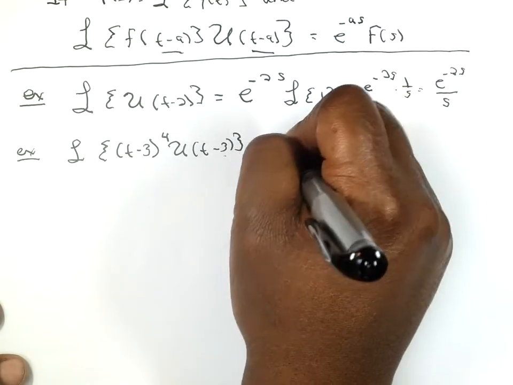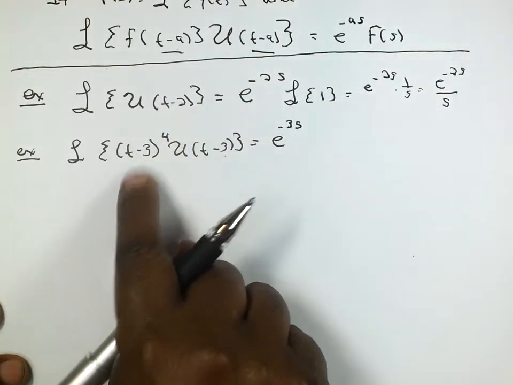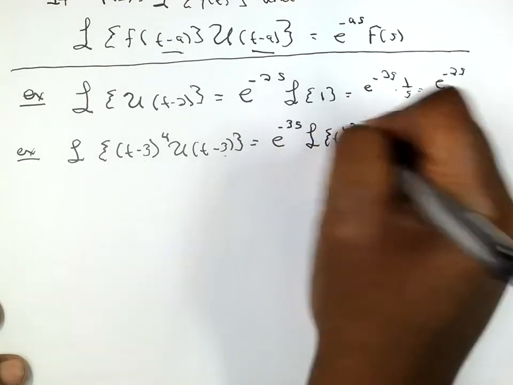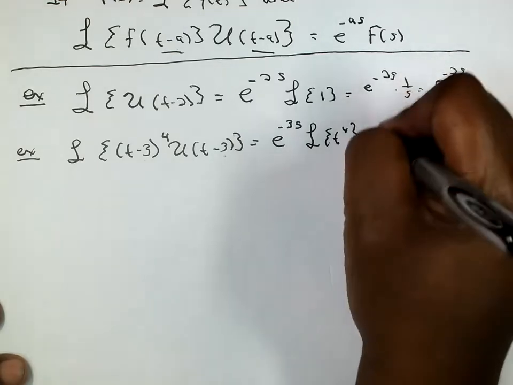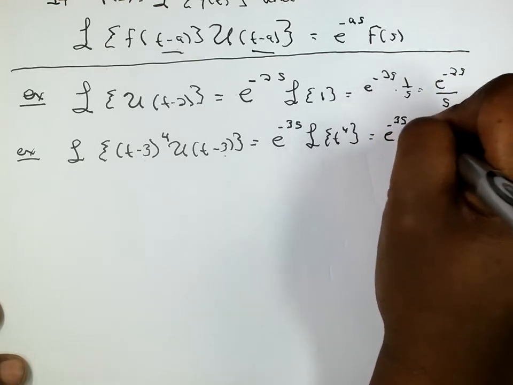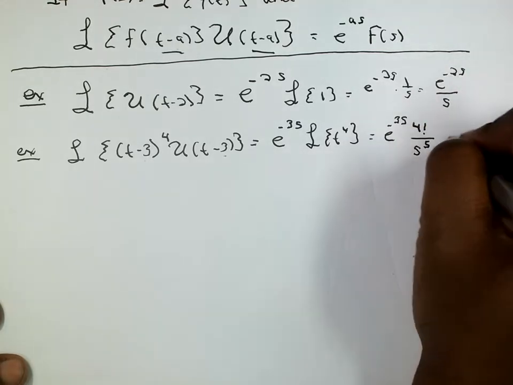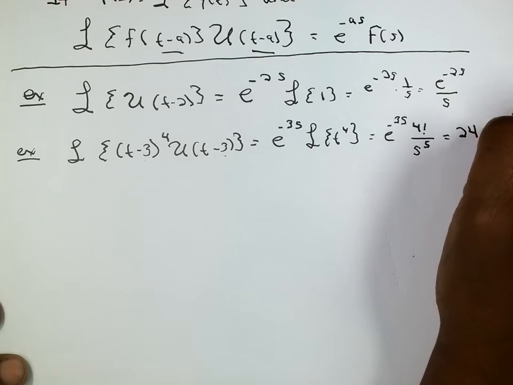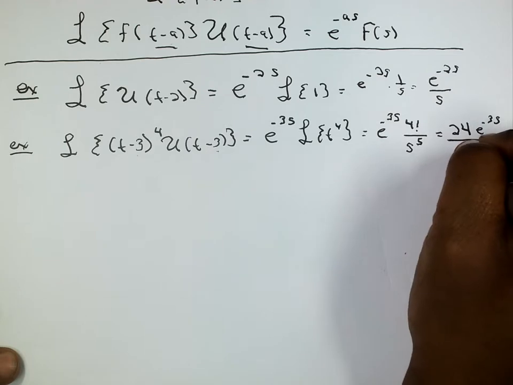So when I go to plug it in, it's going to be e to the negative 3s. And then the basic function here is just t to the 4th. So the Laplace transform of t to the 4th is going to be 4 factorial over s to the 5th. So I get e to the negative 3s of 4 factorial over s to the 5th power. And you can multiply it out if you want. So I'd bring that 24 out front: 24 e to the negative 3s over s to the 5th.